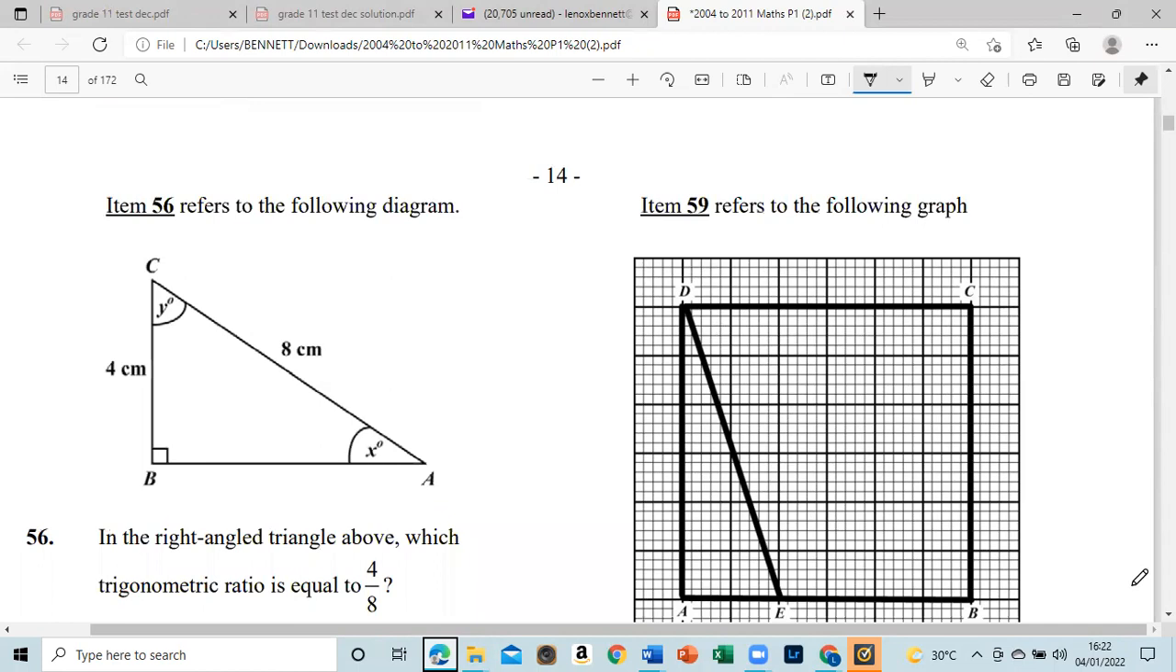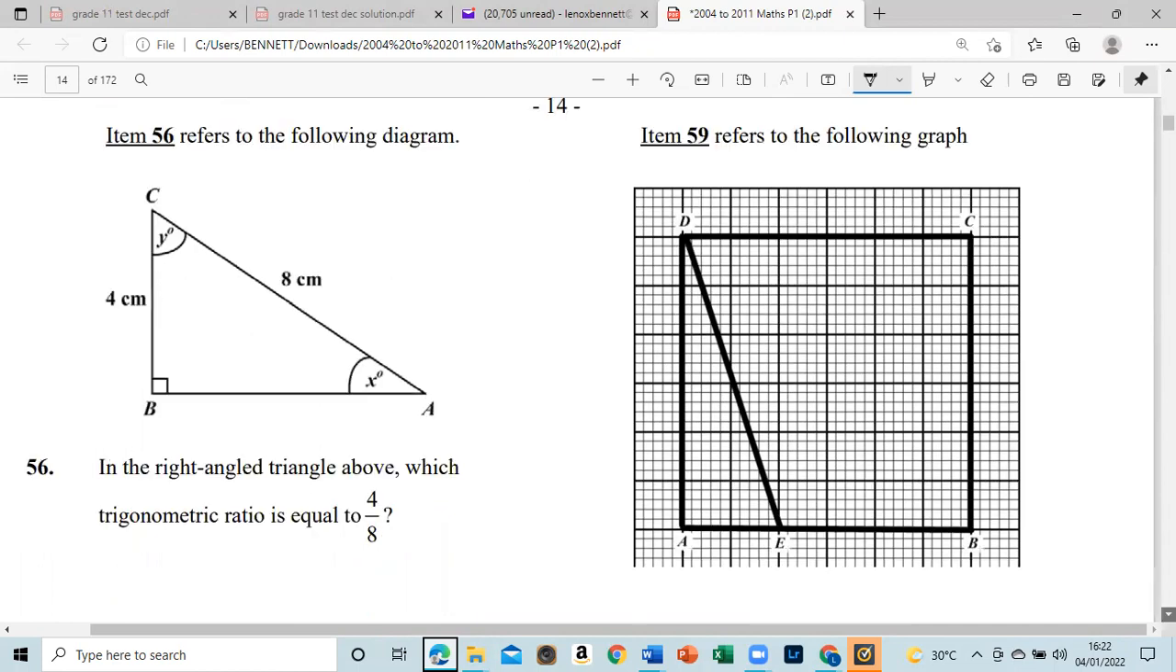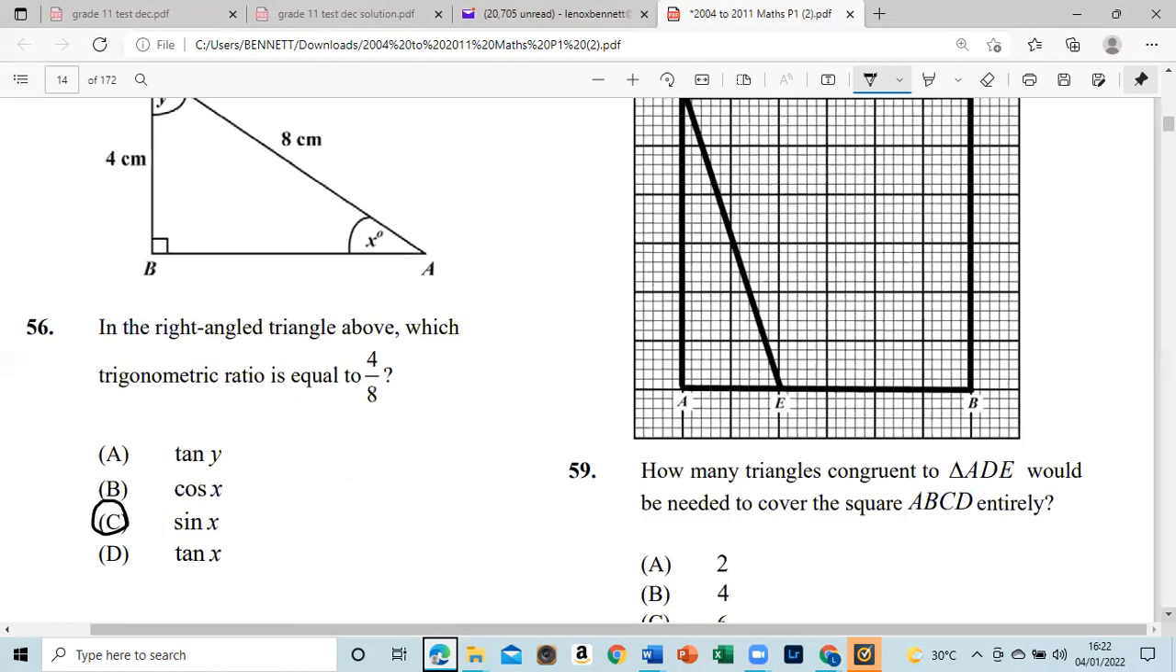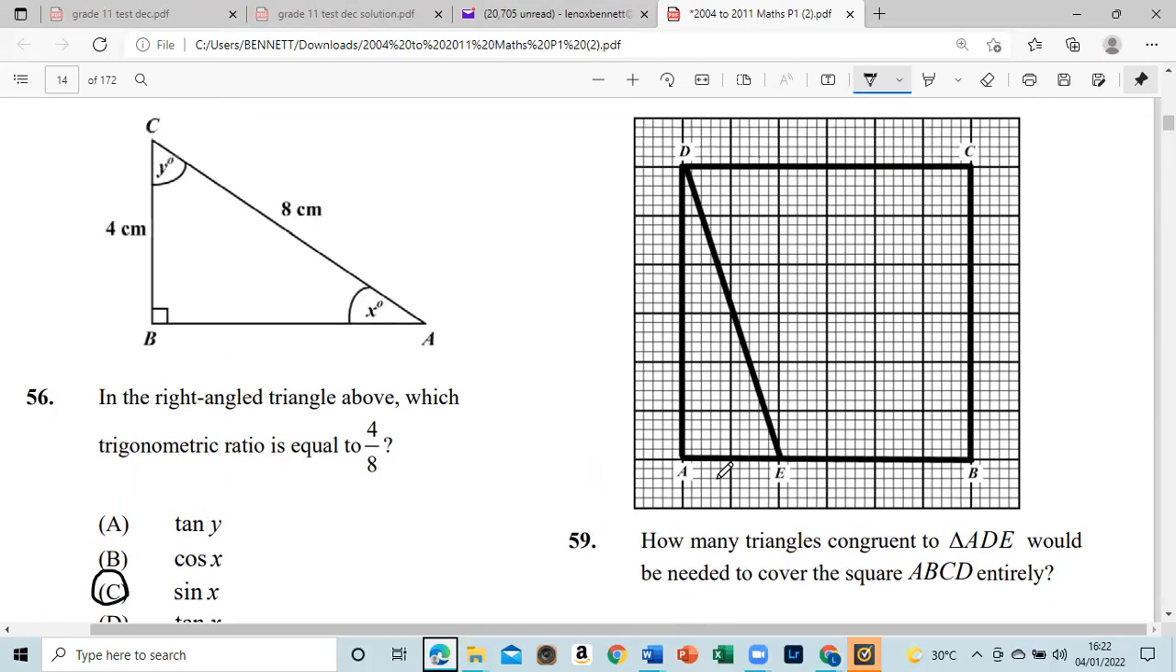Alright, we'll look at that one here now. How many triangles congruent to AD would be needed to cover ABCD? Wow. Alright, so congruent means them equal. So bam, that would be 1, 2.